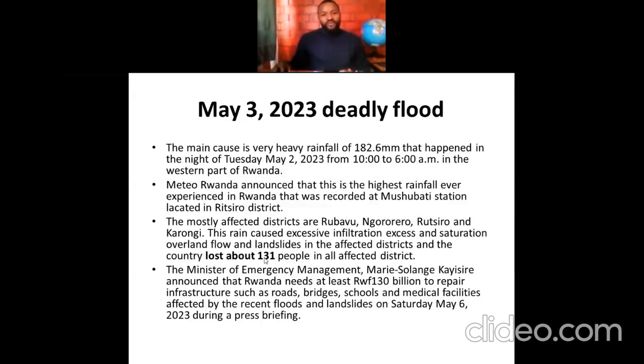Generally, the country lost 131 people in all the affected districts, and the Minister of Emergency Management announced that Rwanda needs at least 130 billion to repair the infrastructure that was affected, that is roads, bridges, schools, medical facilities, and so on.